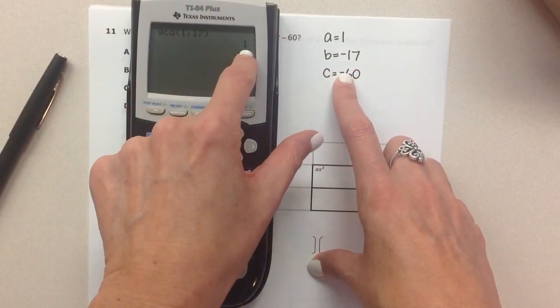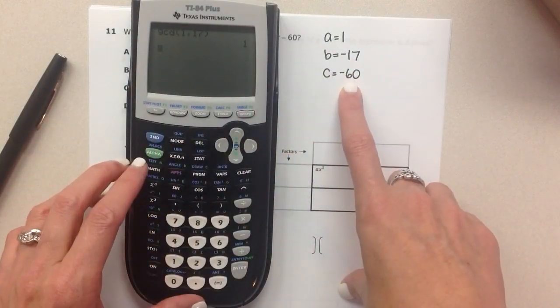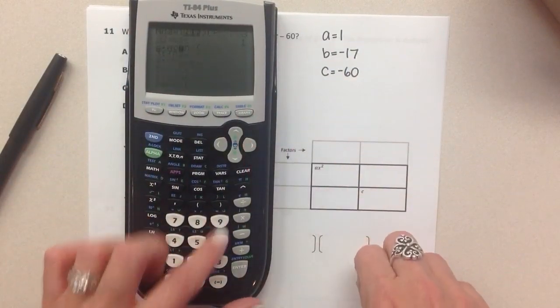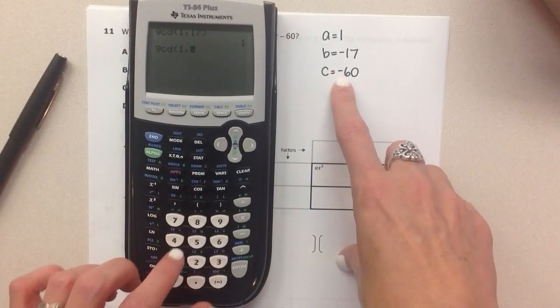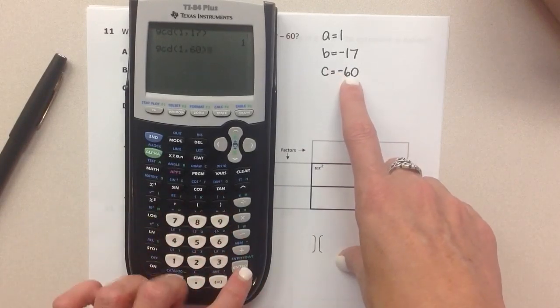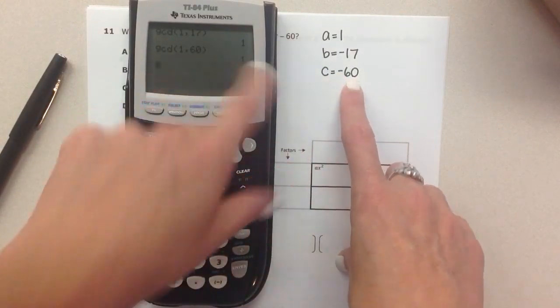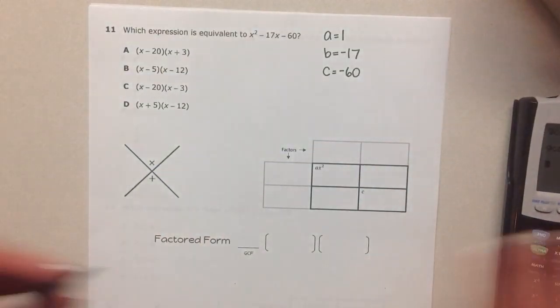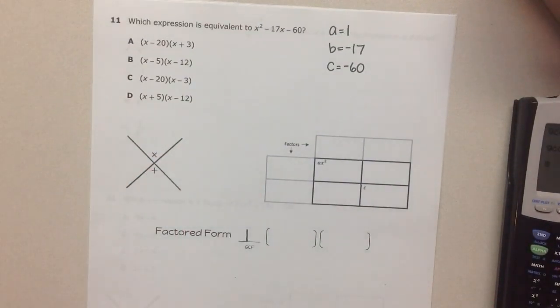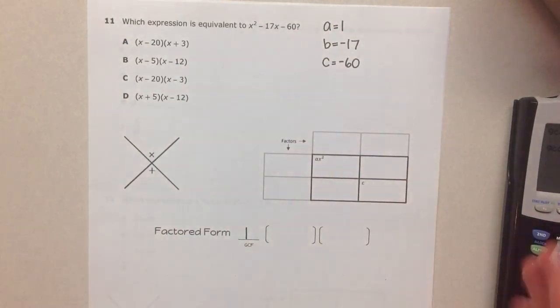And now we're going to use this answer and GCF it with negative 60. So math, right arrow, 9. 1, comma, I can only use the positive number, so I'm going to use 60. And I'm going to use the final GCF of 1. That GCF is 1. So if you're dividing out by 1, none of your coefficients are going to change.